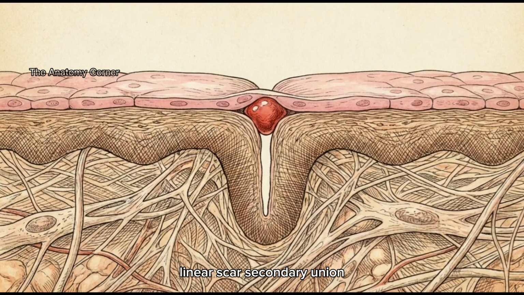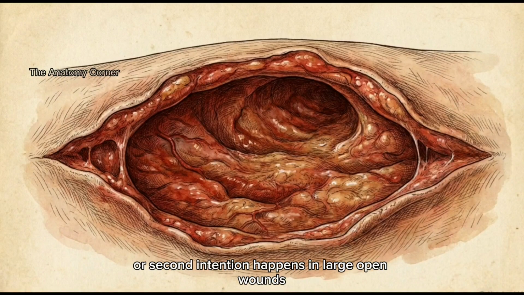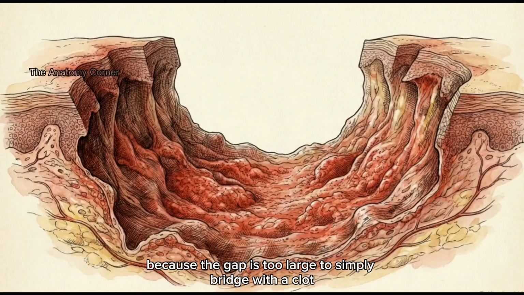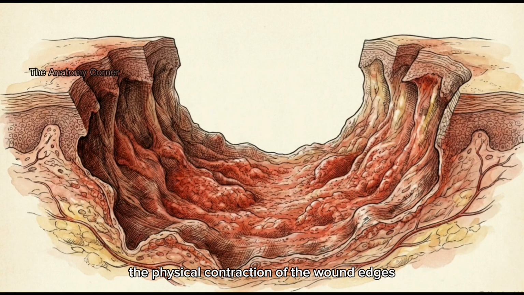neat, linear scar. Secondary union, or second intention, happens in large open wounds, ulcers, or infected defects where tissue loss is extensive. Because the gap is too large to simply bridge with a clot, secondary union introduces a critical mechanical requirement: the physical contraction of the wound edges.